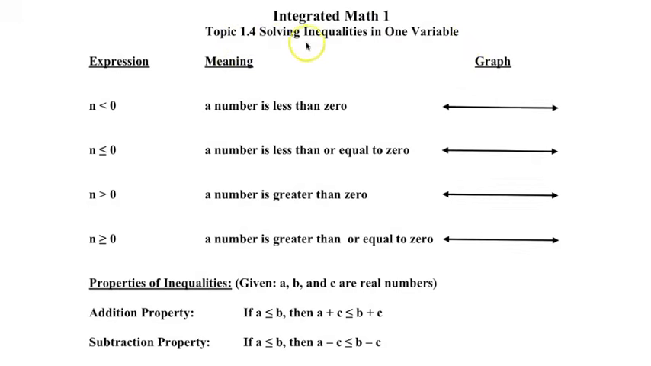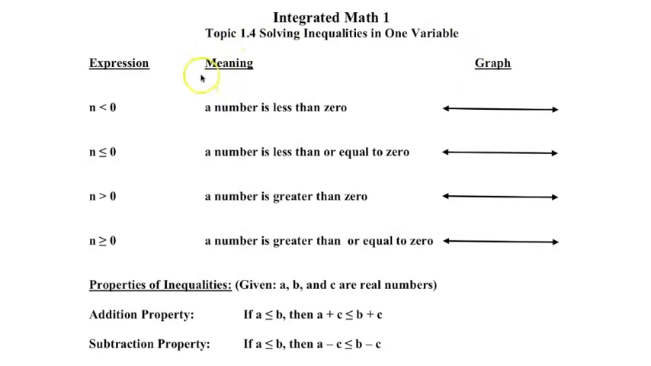Topic 1.4, solving inequalities in one variable. This topic is very similar to solving equations in one variable, but now we have to deal with inequality. The important thing is that you have to be able to tell the difference between less than and greater than. For me, the trick is that less than looks like an L, kind of. So if you know that's less than, then you're able to read it.